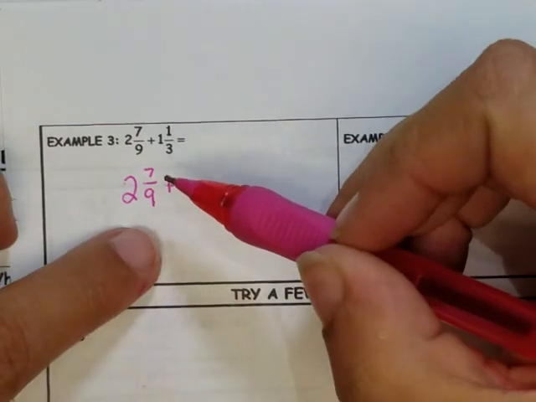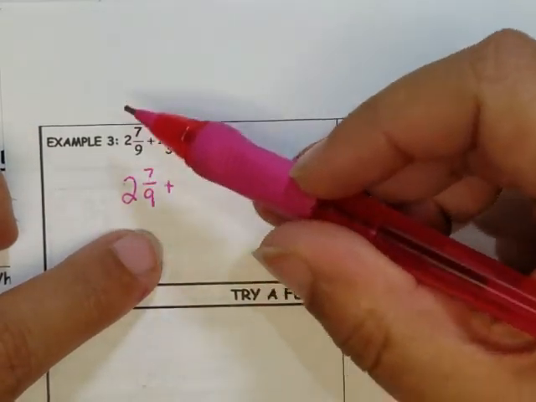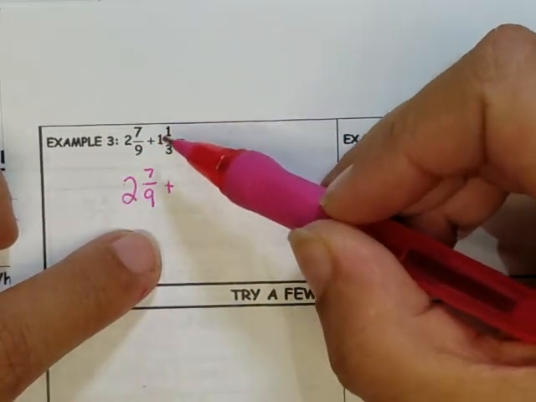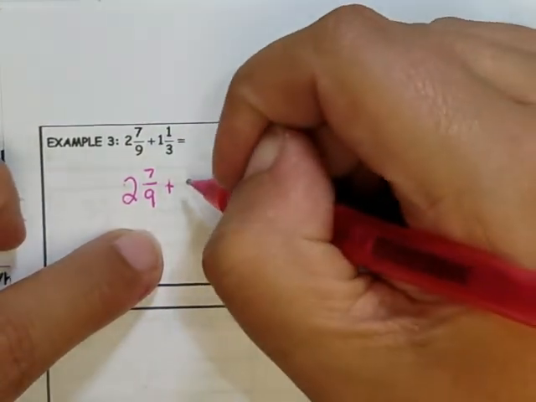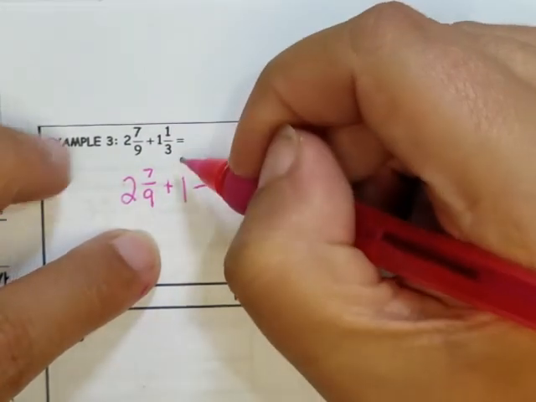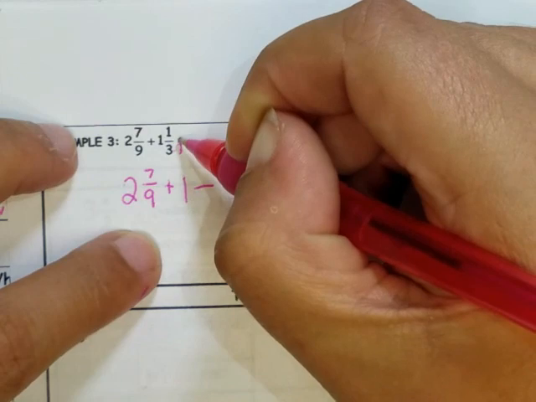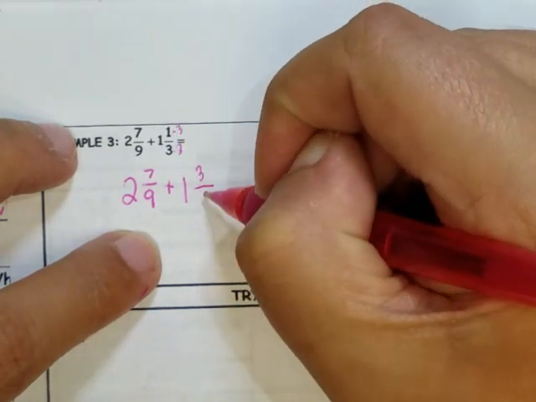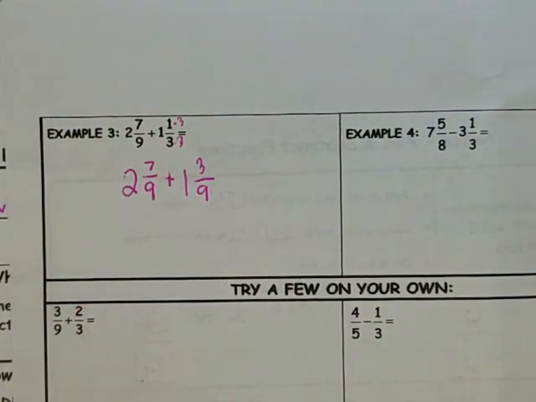Okay. So common denominator would be 9, so I'm going to keep this mixed number the same, but I'm going to change this mixed number around a little bit. So 1 and, well, if I need to make this a 9, I'm going to multiply by 3, so 3/9. Now I can add those together.